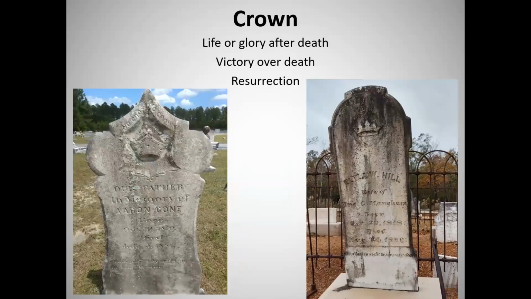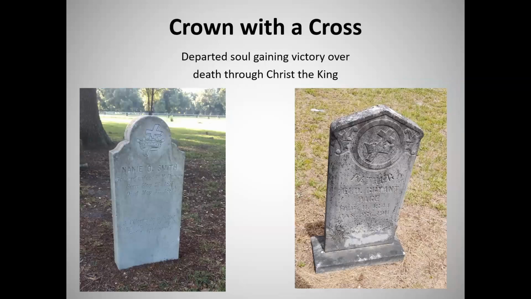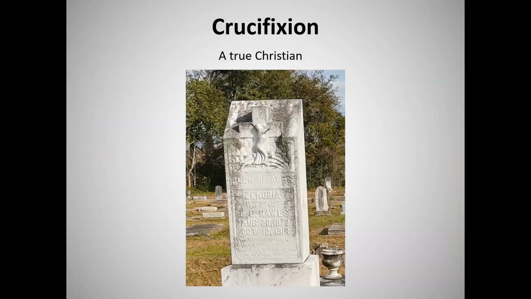A crown is usually life or glory after death, victory over death, and also resurrection. A crown with a cross is the departed soul gaining victory over death through Christ the King. And you'll notice that many of these do have Christian meanings behind them. Again, most of these photos are all taken in South Georgia. A crucifixion represents a true Christian.